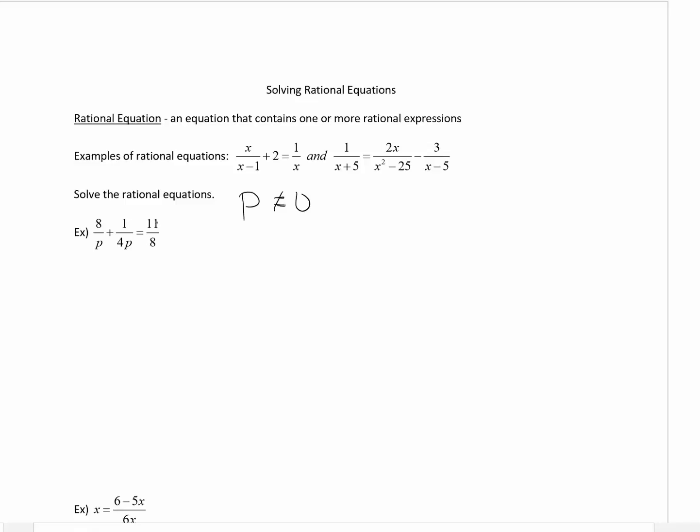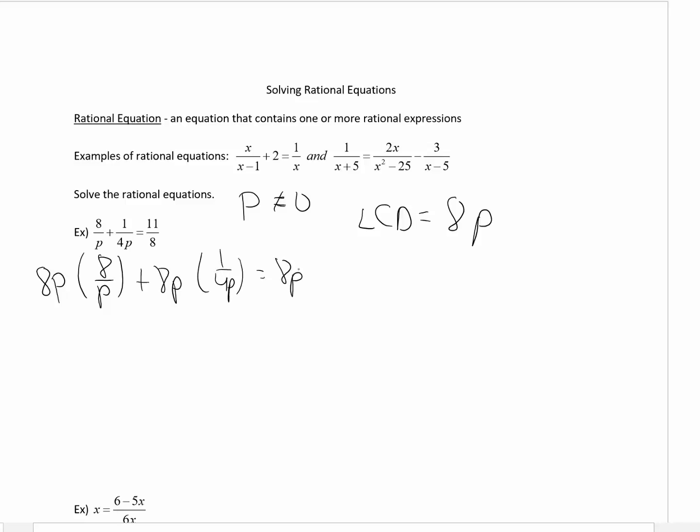Now, you don't like working with fractions, so we can use the least common denominator in order to get rid of all the fractions. The LCD between 4 and 8 is 8, but then we have a variable of p in the denominator, so we want to include that. So I want to multiply every single term by 8p. The p's divide out. 8 times 8 is 64. 4p divides out, so I'm left with 2 times 1, that's 2. The 8's divide out, p times 11 is 11p.